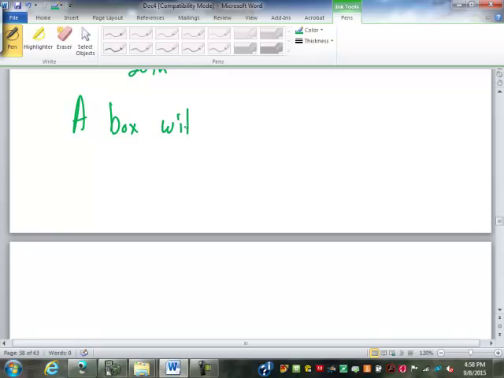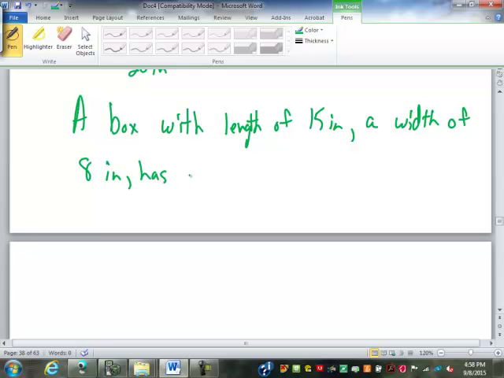A box with a length of 15 inches, a width of 8 inches, has volume of 480 inches cubed. Find the height.